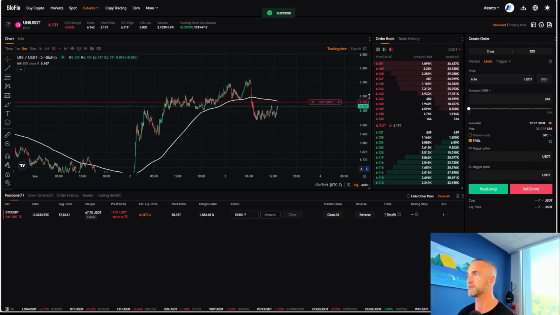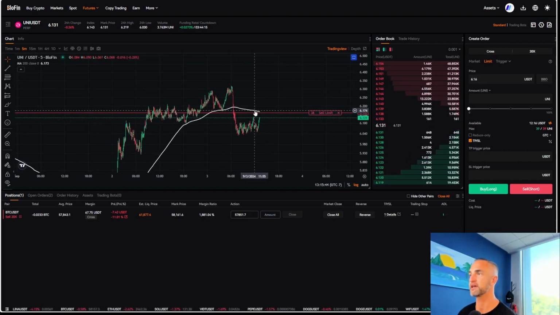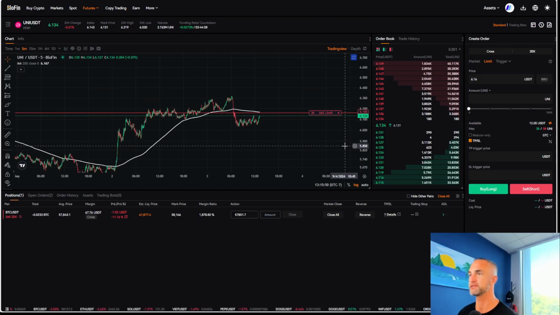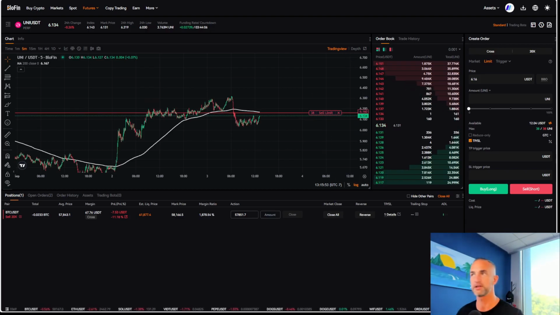And now my limit order is sitting on the books, and as soon as it comes up to that line, it is going to go ahead and enter the short, put the stop loss there, put the take profit there. Hopefully it shows you by the end.